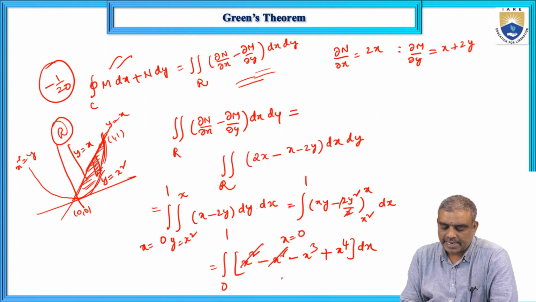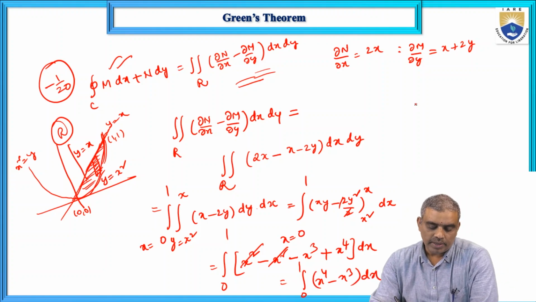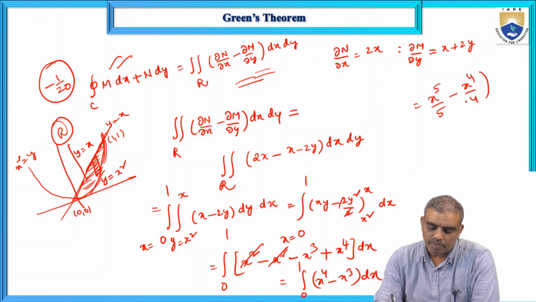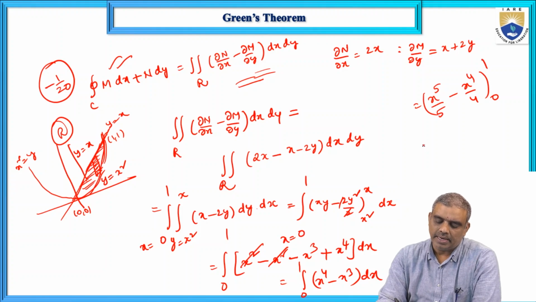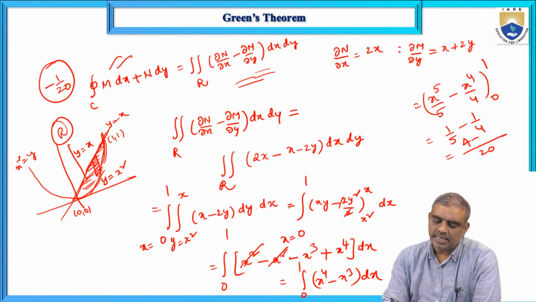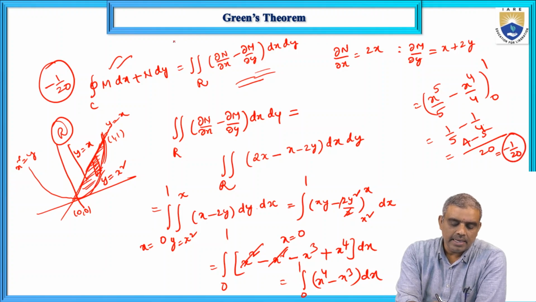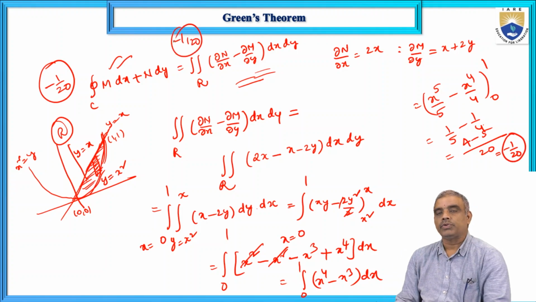So this and this get cancelled, integral 0 to 1 of x power 4 minus x cube dx. What is the integration? X power 5 by 5 minus x power 4 by 4 between 0 and 1, or 1 by 5 minus 1 by 4, and lower limits are zeros. So LCM 20, 5 fours are 20, 4 ones are 4, 4 fives are 20, 5 ones are 5, that is minus 1 by 20, and this is the right hand side result, minus 1 by 20.